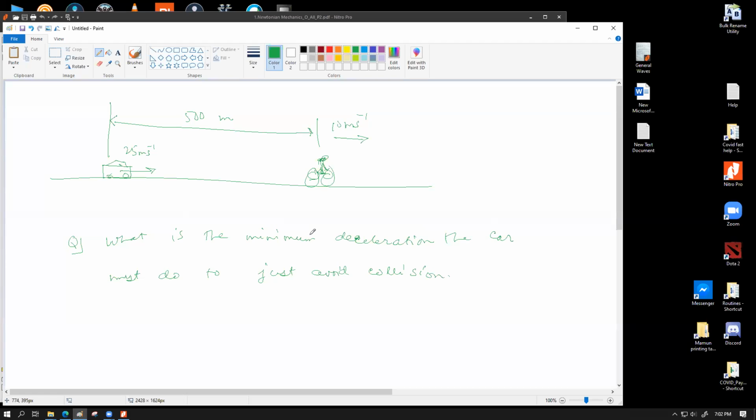Car velocity is constant, right? So v and u will be the same. Hold up. Car velocity constant? No. The car is supposed to decelerate to avoid the collision. Bicycle velocity is constant. Okay, sir. Do you understand what he's saying? If the car velocity stays constant, then ultimately the accident will happen. Yes, sir.